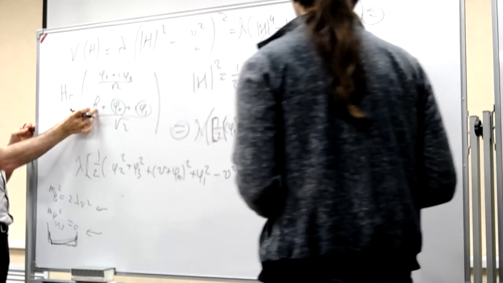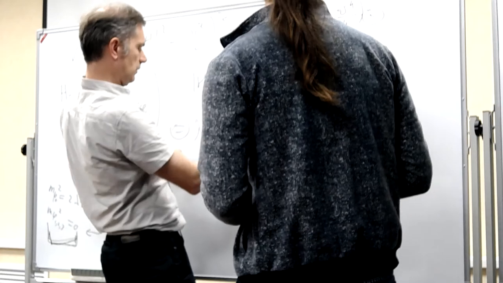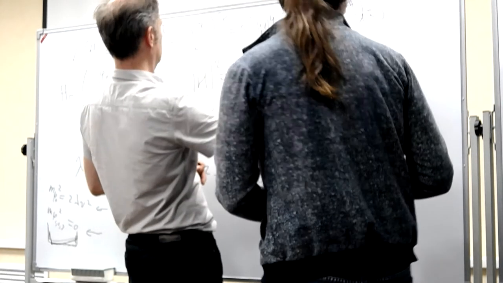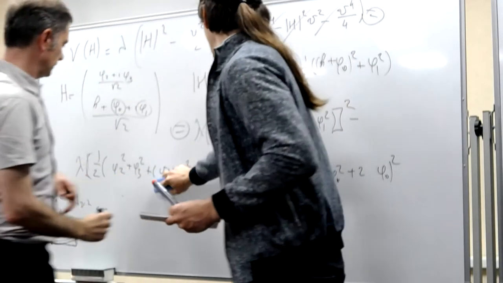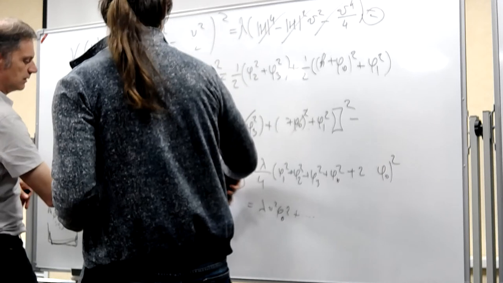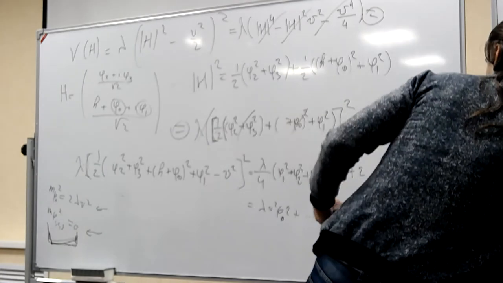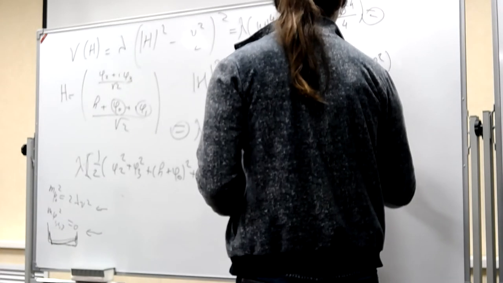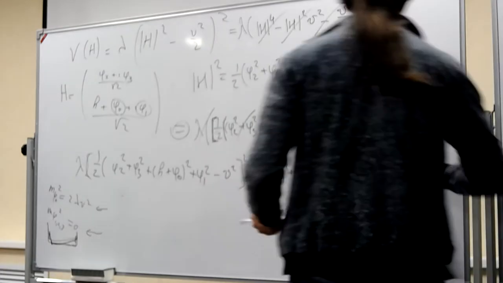Plus, at the quadratic level, this is the Lagrangian, so now you can read off really what are the masses of the different fields. So 2 lambda h squared plus h lambda h squared minus lambda v squared, and we have 3 lambda h.